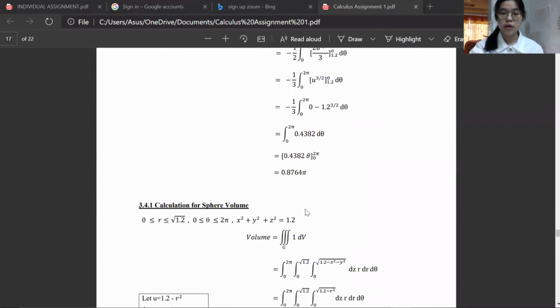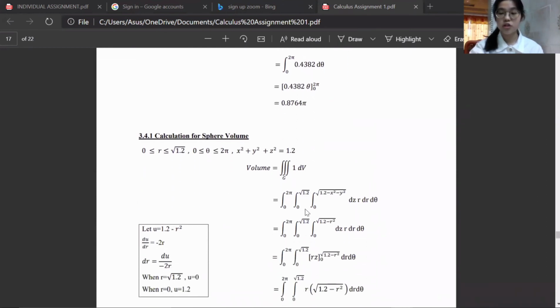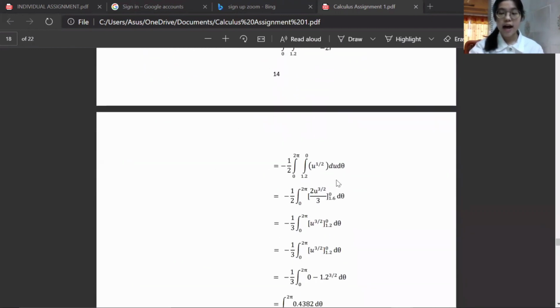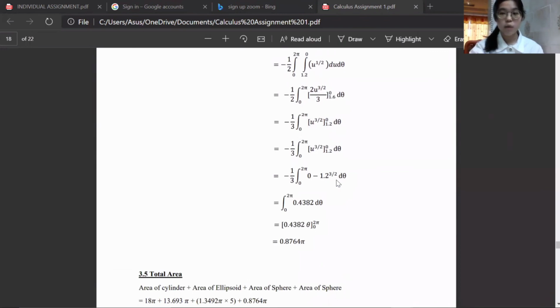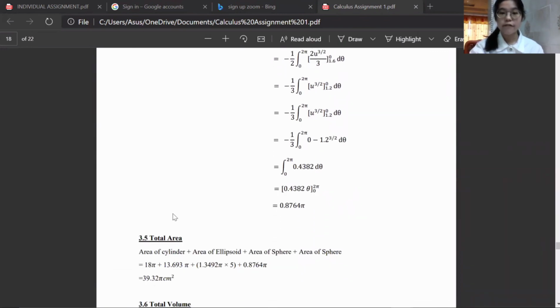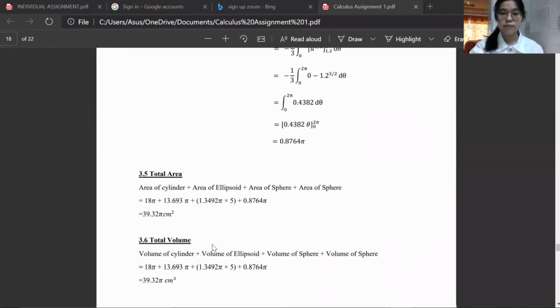It is the same for the volume. Lastly, I conclude that the calculation for the area and volume of each shape is still the same. After I calculate the area and volume for all the surfaces, I total up the total area and total volume. Lastly, we can conclude that the area and the volume give the same answer, which is 39.32π cm² and cm³.